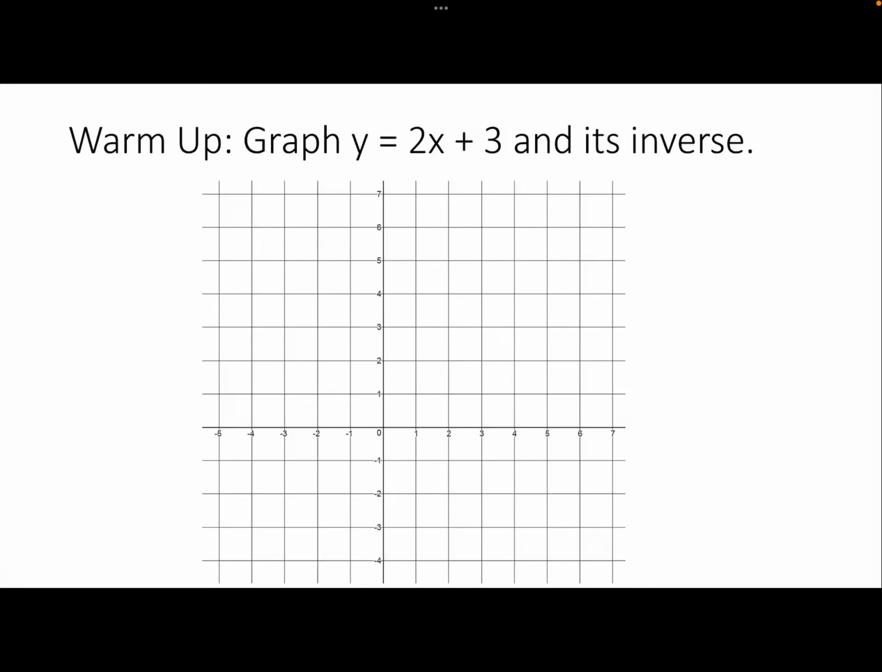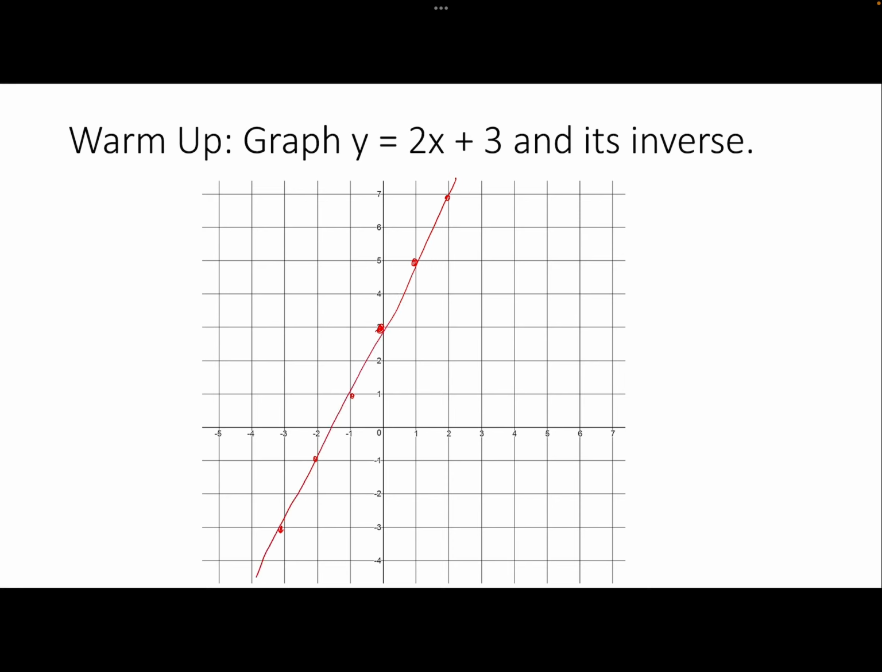As a quick warm-up, we're going to graph y equals 2x plus 3. So we start on the y-axis at 3, we rise 2, run 1, rise 2, run 1, or fall 2, go left 1, and we have our equation of our line.